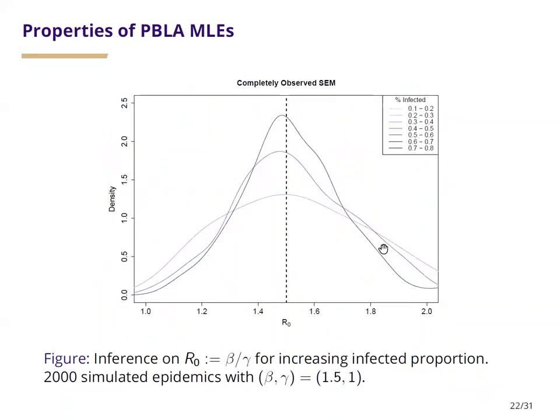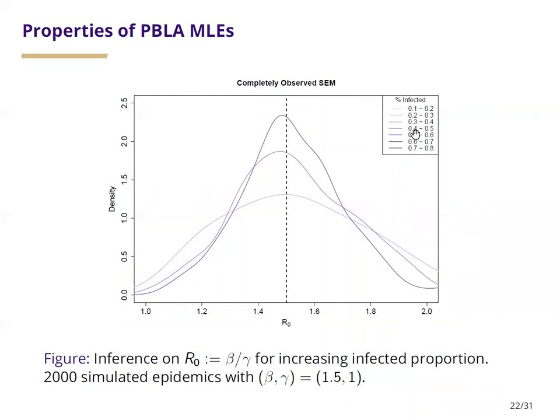Next, I thought I would compare against the complete data. So these methods, the likelihood approximations, are really partial data methods. And I'm comparing against the complete data to see and assess the consistency of our maximum likelihood estimates. So this plot is for R naught, the basic reproduction number, which in the simple epidemic model is beta over gamma.